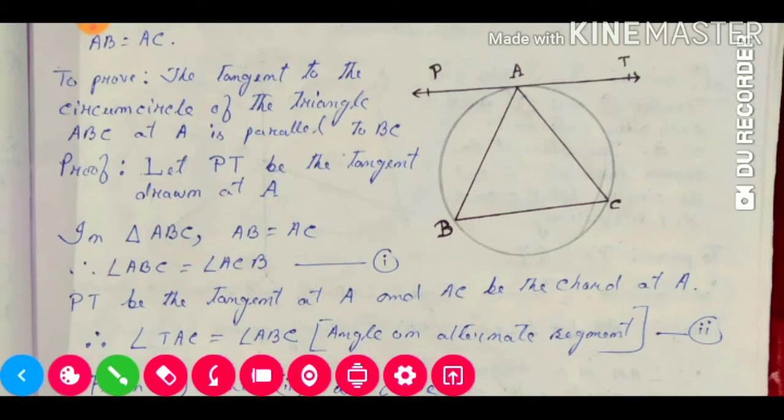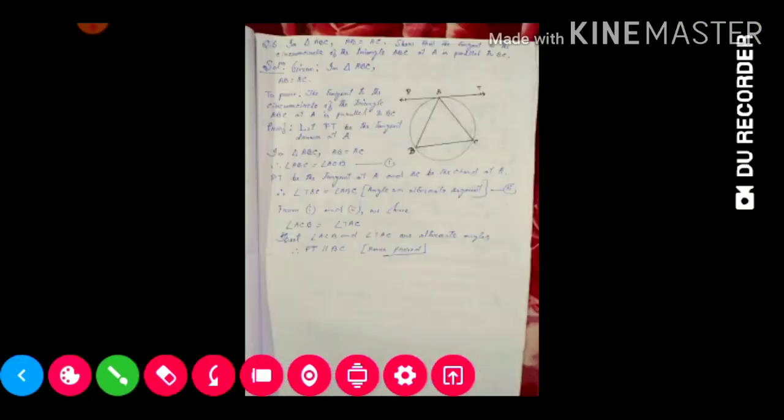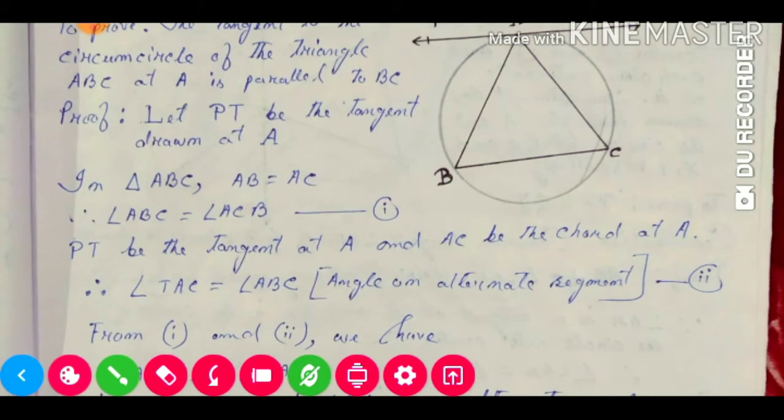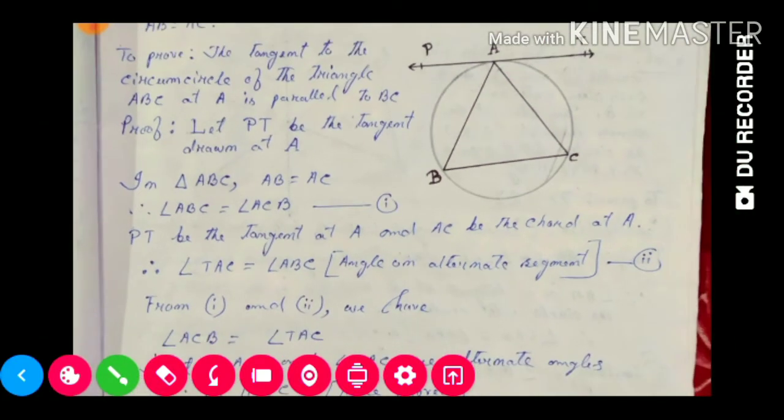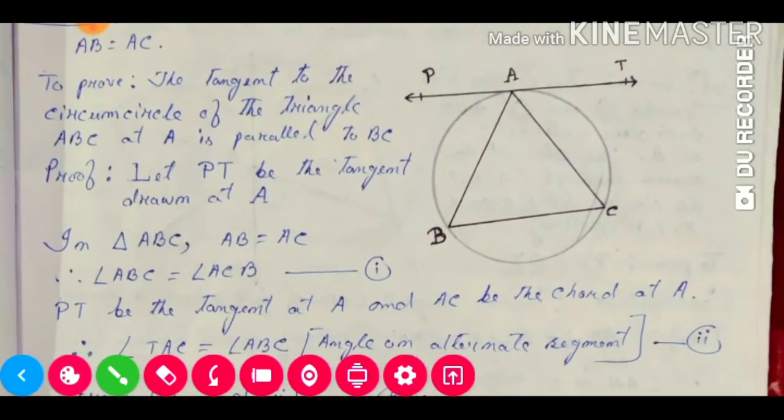Then PT is the tangent at A, and AC is a chord. So here two angles form angles in the alternate segment, and these two angles will be equal. In this diagram you'll see this angle is TAC. This angle is equal to ABC, angles in the alternate segment. This is equation number 2.